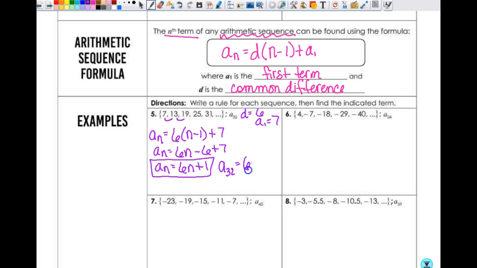That means that's equal to 6 times 32 plus 1. A sub 32, what's that going to give me? I'll let you get a calculator. It's 193, so you get 192.